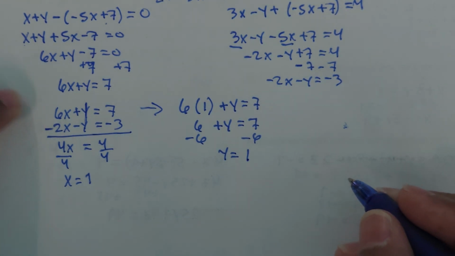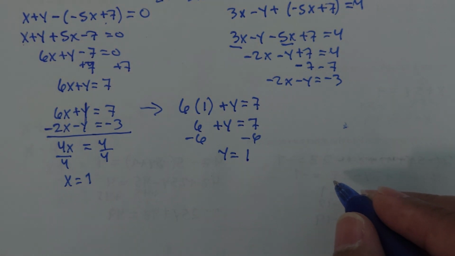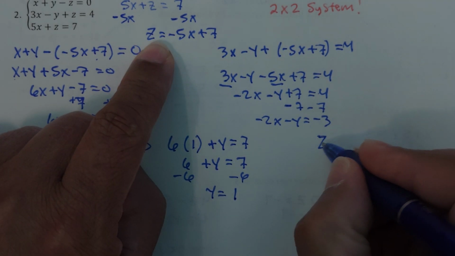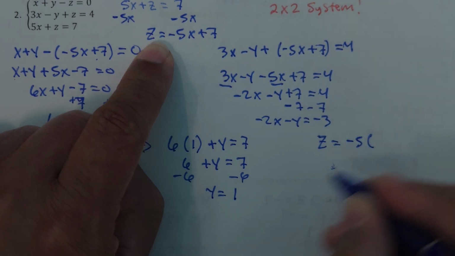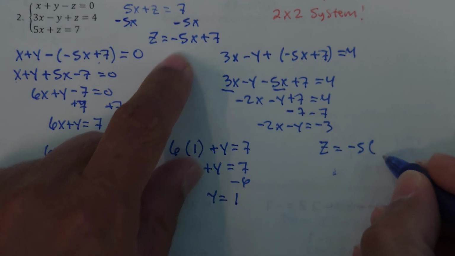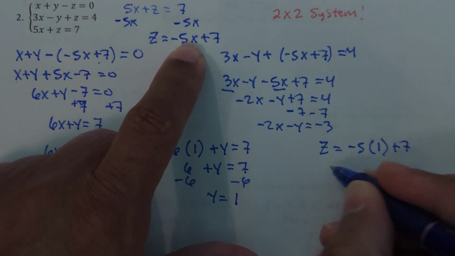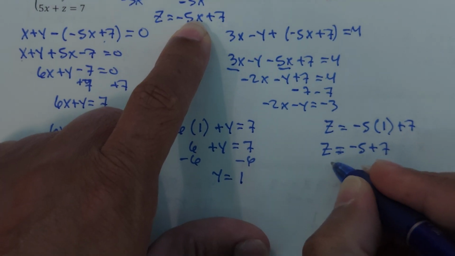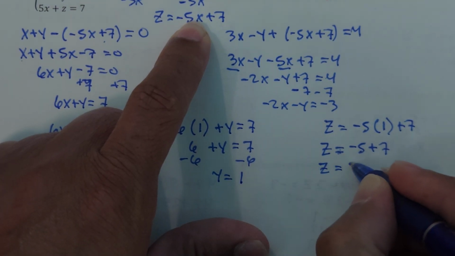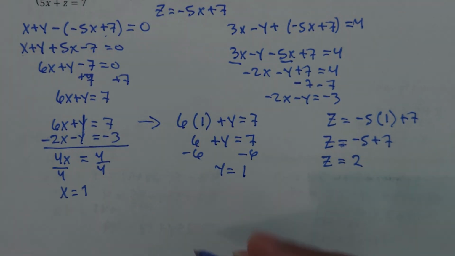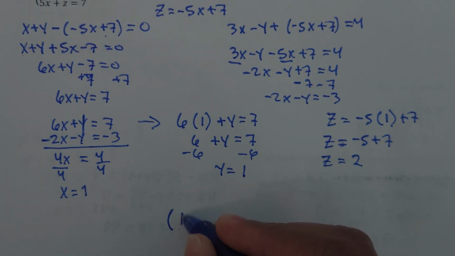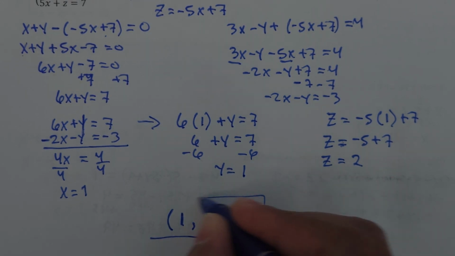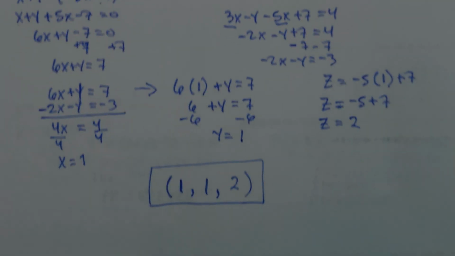Okay. So then since we know x and y, let's find the z coordinate. Let's go back to this equation that we came up with. So z is equal to negative 5 instead of x. X is 1, right? So negative 5 times 1 plus 7, which means that z equals negative 5 plus 7. So z is equal to positive 2. So then these three planes are going to intersect at these coordinates where x is 1, y is 1, and z is 2. So this is the solution to this system of equations. So let's move on to the last example.